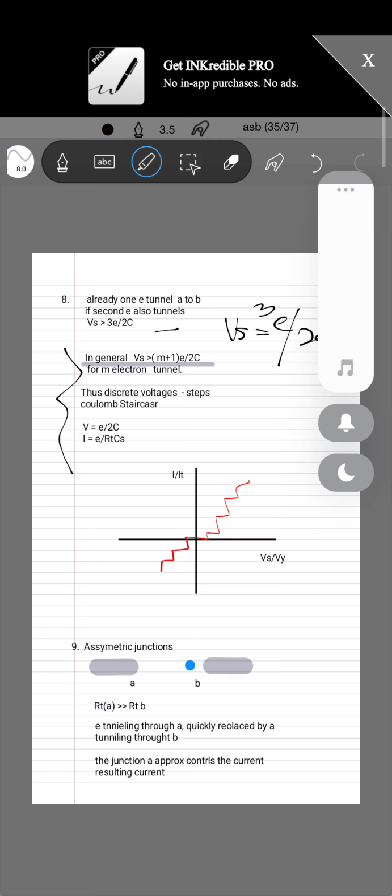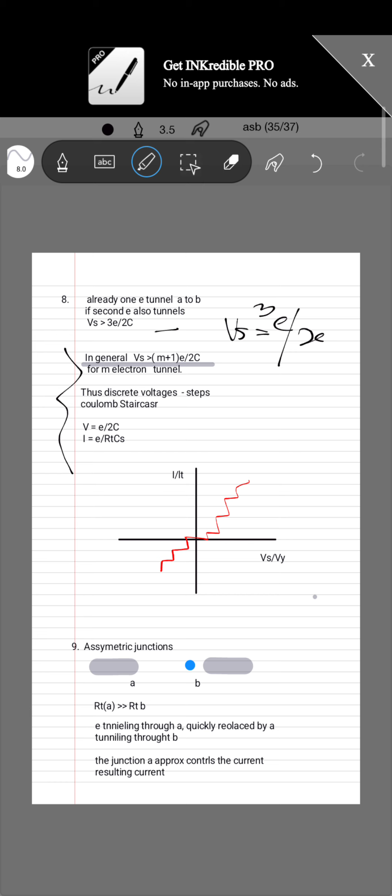So these discretized steps actually form the Coulomb staircase, which we have explained previously. The voltage value is e/2C, and the current value is obtained when we divide the electronic charge by the tunnel junction and capacitance.